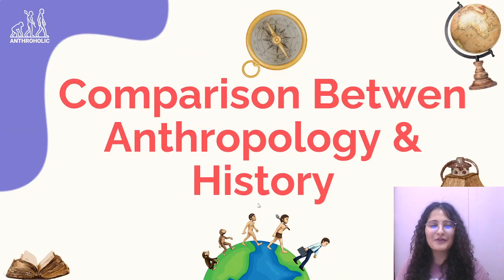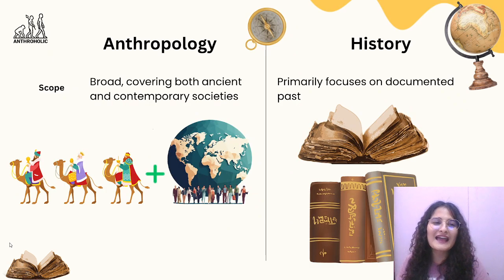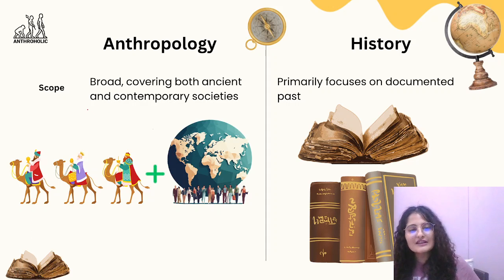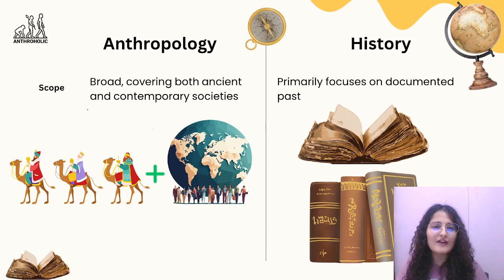First, before you go, let's have a comparison between anthropology and history. Going through the comparison, we'll first understand the comparison of scope. Now anthropology is very broad. It covers the ancient and also the contemporary societies. So the scope and the area of anthropology is the current and the past. Everything is covered in that.